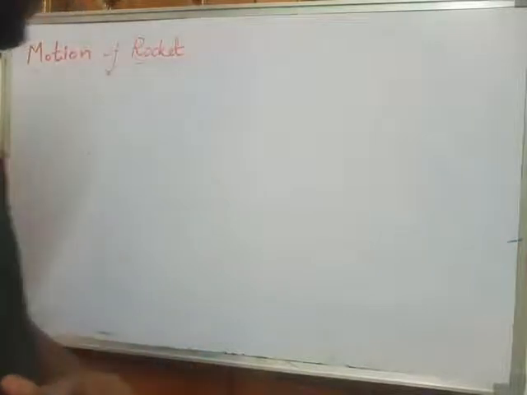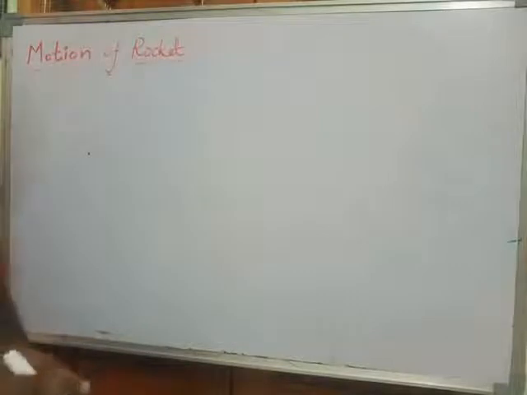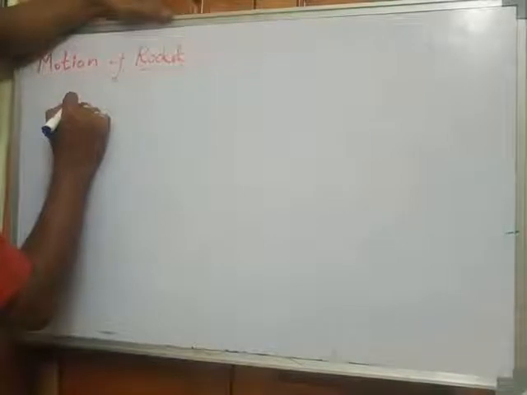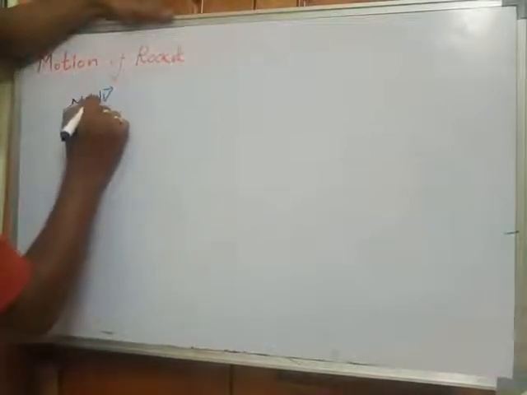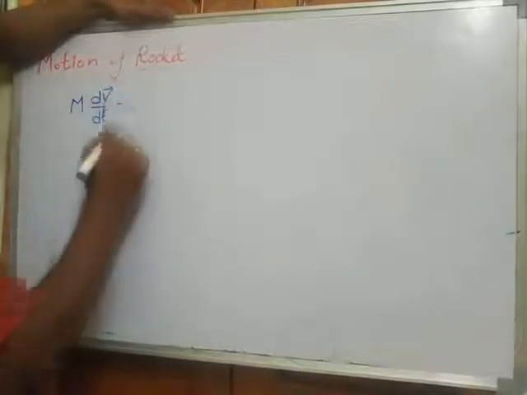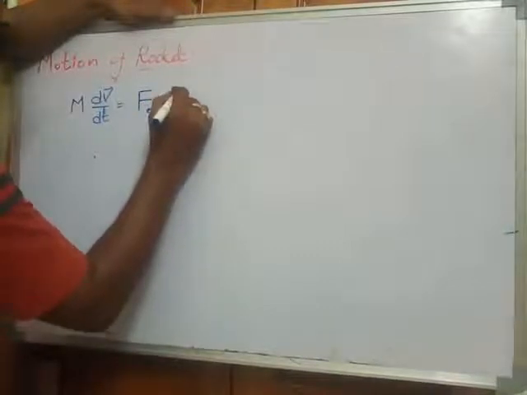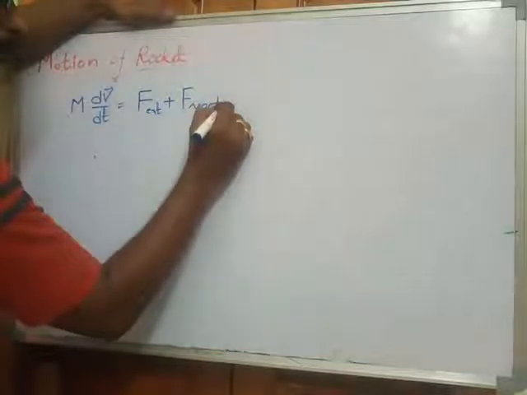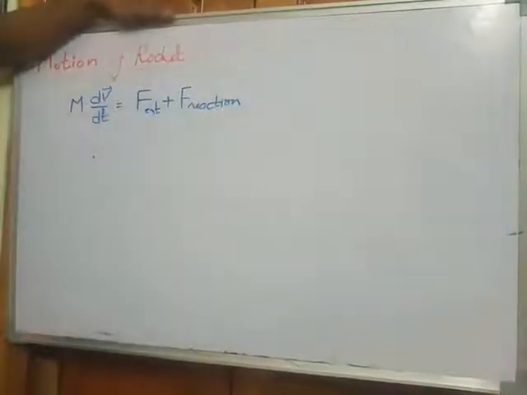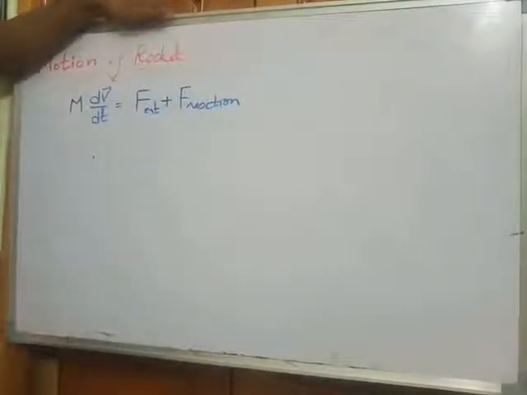Now we are going to derive the equation of motion of the rocket. In the previous session, we have seen the variable mass system. In that topic we got one relation: the instantaneous force acting on the rocket, M dv bar by dt, equals F external, that means external force, plus reaction force. The instantaneous force acting on the rocket is the addition of external force and reaction force.